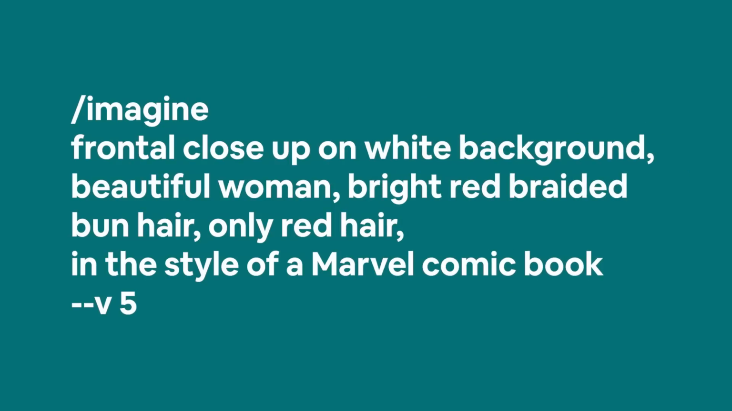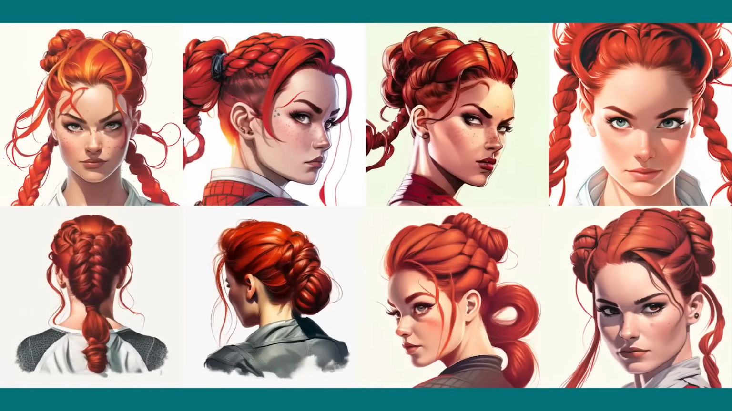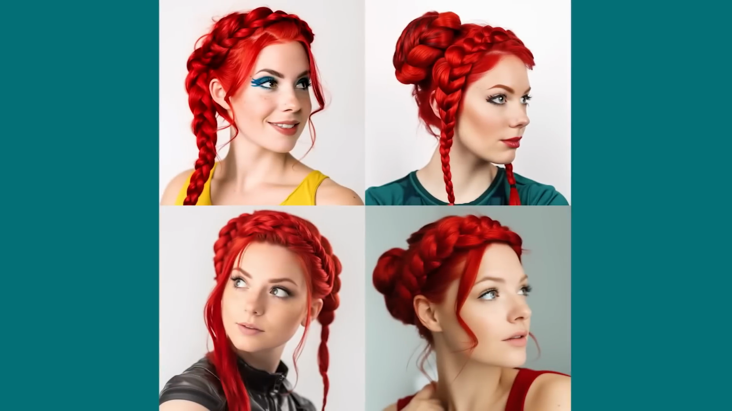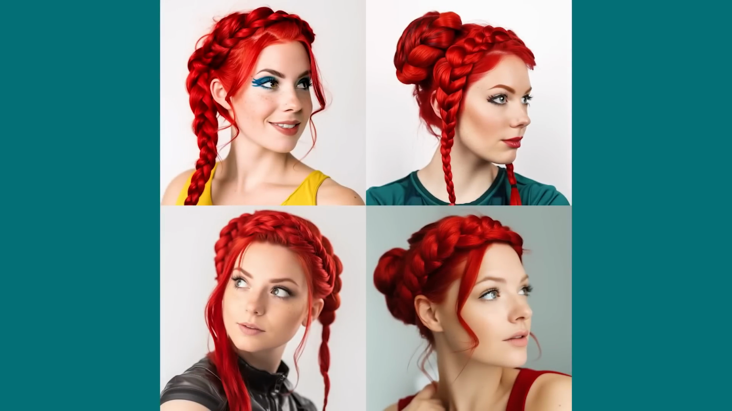So I started off by doing what everybody would do. I simply entered my old V4 prompt in order to find out what would happen. Here's a very simple prompt for Carla Caruso. Imagine frontal close-up on white background, beautiful woman, bright red braided bun hair, only red hair, in the style of a Marvel comic book, and a version parameter of 5. And just for reference, here's what that very same prompt gave us in version 4. However, in version 5, we get these images.